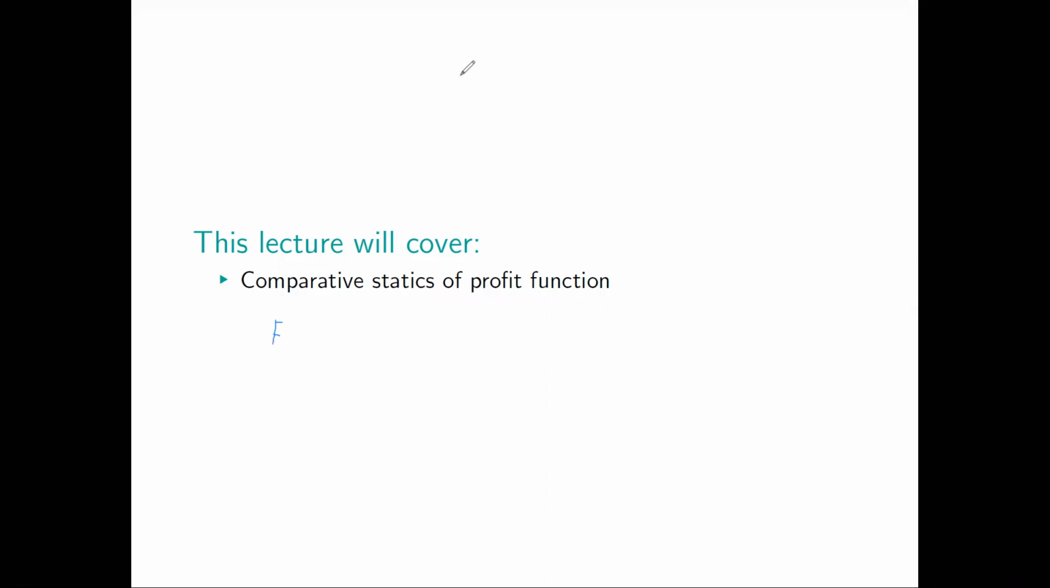Hold on, let me just write it like this: envelope theorem. So the envelope theorem is one aspect of optimization that we haven't really talked about yet. And this is one that allows you to get comparative statics of things in a very nice way. So we'll define the envelope theorem and show how to use it to get comparative statics of the profit function.